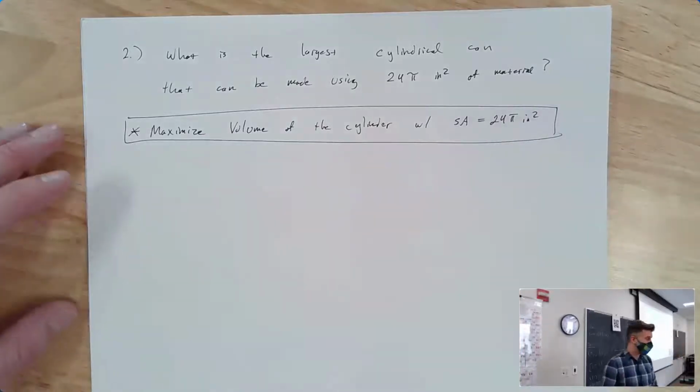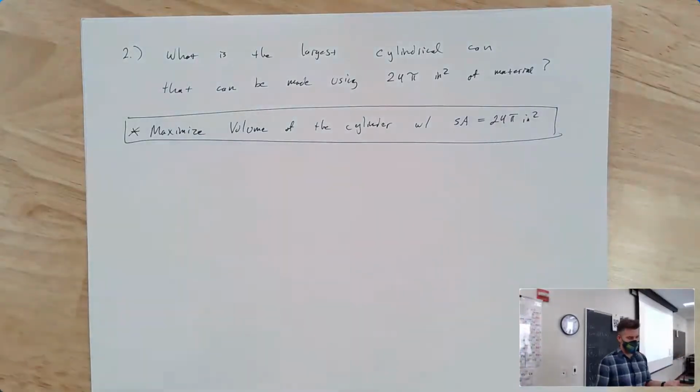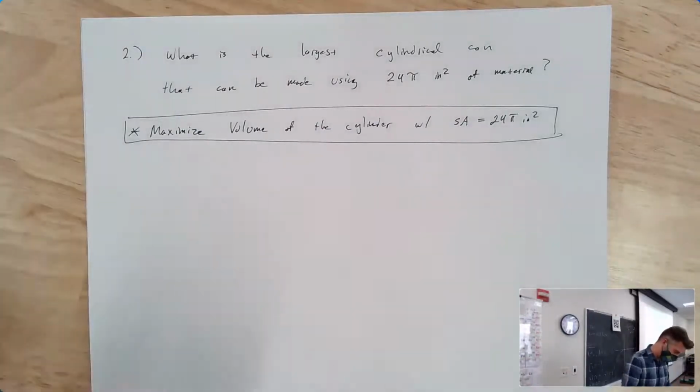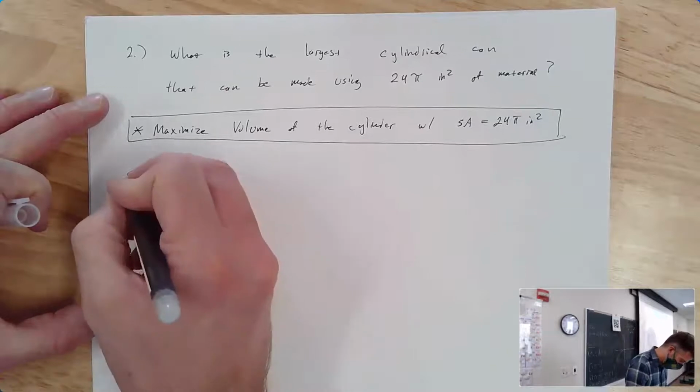So it's good to break down what's written and try to interpret it: what's the thing that they're really getting us to do? So I'm going to draw a picture again. Here's my cylinder.